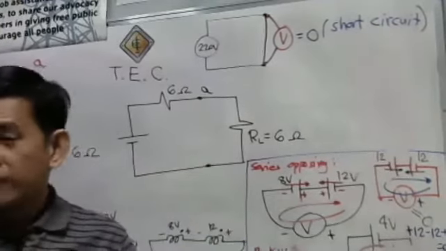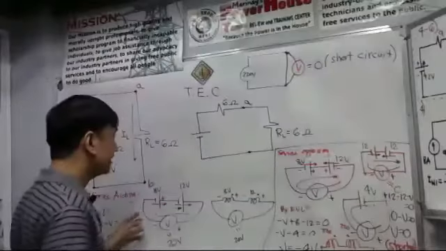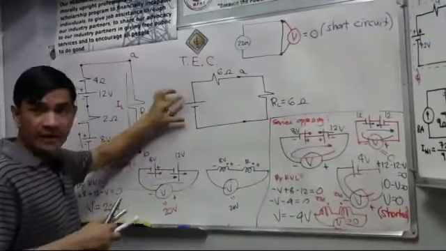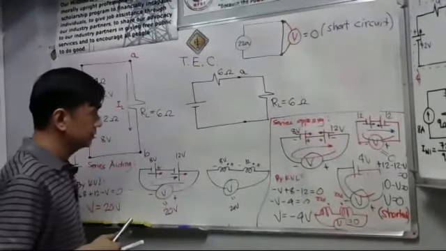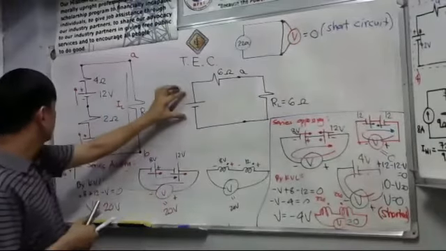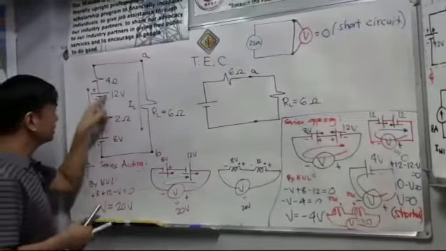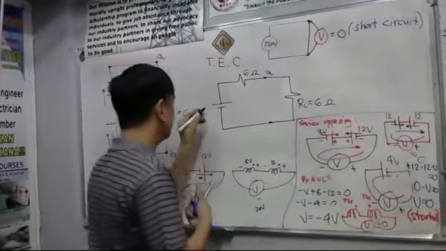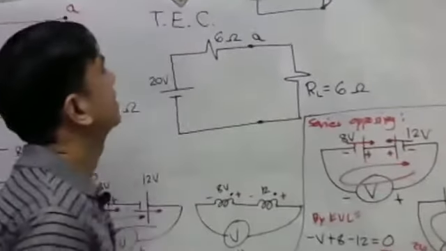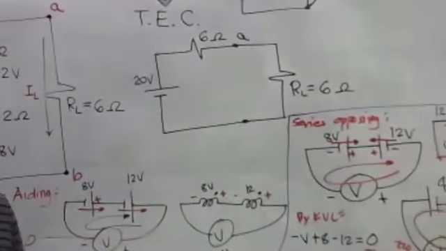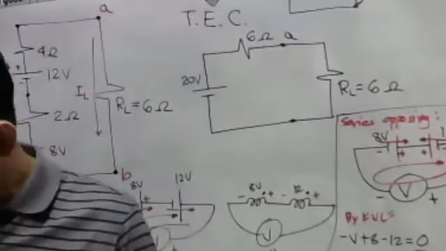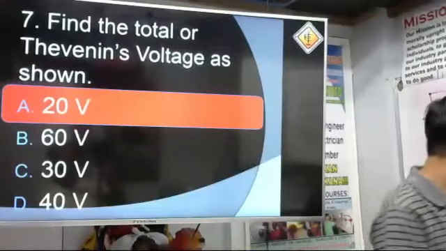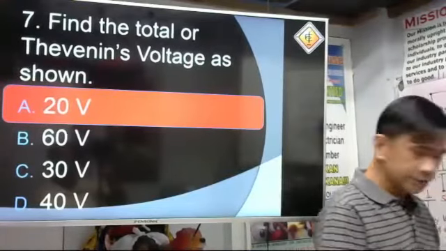Okay, where are we now? We're running quite fast. So where are we now? Okay, I will put the value for the Thevenin's voltage here. What is the Thevenin's voltage here? Since the 8 and the 12 volts are aiding each other, therefore the voltage is 20 volts. So I will put here 20 volts. See? The voltage now is 20 volts. Okay, so let us have the choices here. The Thevenin's voltage is 20 volts, letter A.